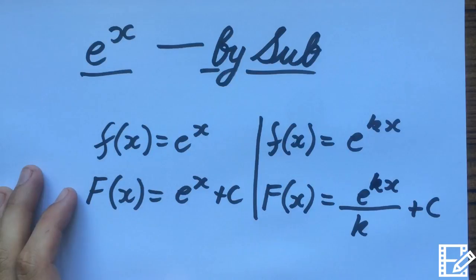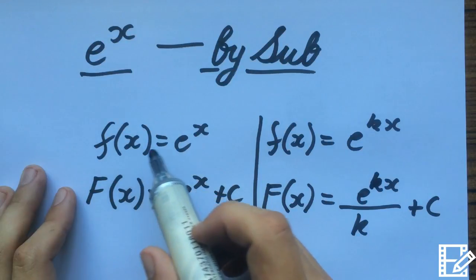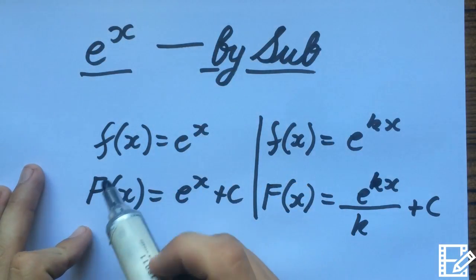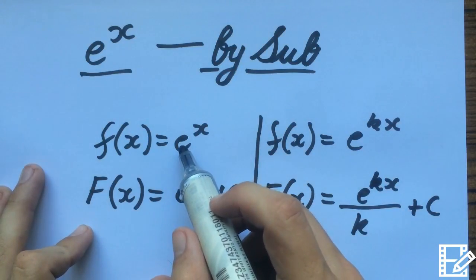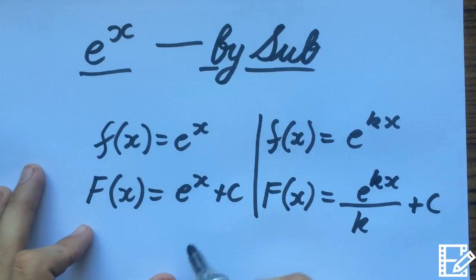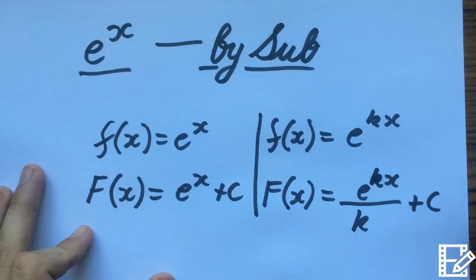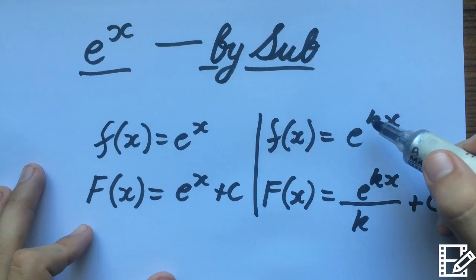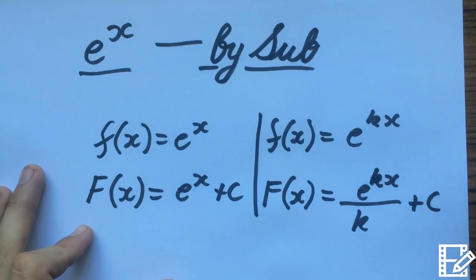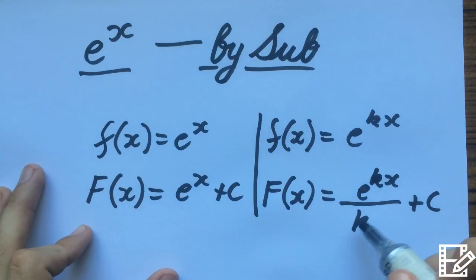Here are the rules for e to the power of x when finding the integral. You've got f(x) equals e to the power of x. When you find the integral, you have e to the power of x plus c. Basically, when it's just e to the power of x, it doesn't change. But when you have e to the power of kx, k resembles a number like 7, 10, whatnot. So if you have e to the power of a number times x, you get e to the power of the number times x divided by the number plus c.